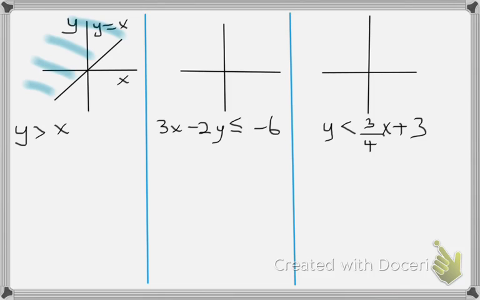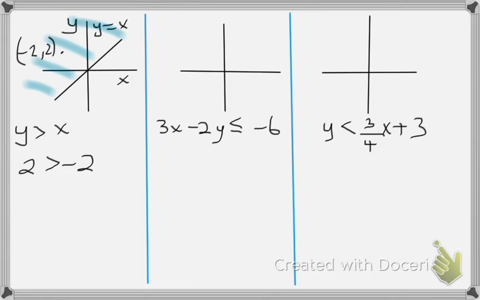Now, if you aren't convinced, you can always take a test point. Just grab a test point that's in the region that you believe is the solution. So I'll grab a point out here, say -2, 2, and we'll see, is y in fact greater than x? Because this is so trivial, you can see that yes, 2 is greater than -2, so therefore I have the correct region shaded.